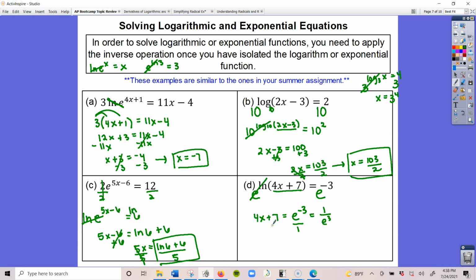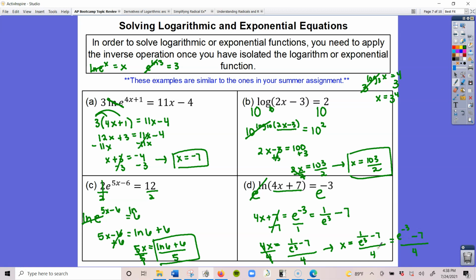So let's continue here. I'm going to subtract the 7 next. So we have 4x is equal to 1 over e to the third minus 7, and then we divide by 4. So x is equal to 1 over e to the third minus 7 over 4. Or if you prefer to just leave the negative exponent, this is the same thing as saying e to the negative 3 minus 7 over 4.